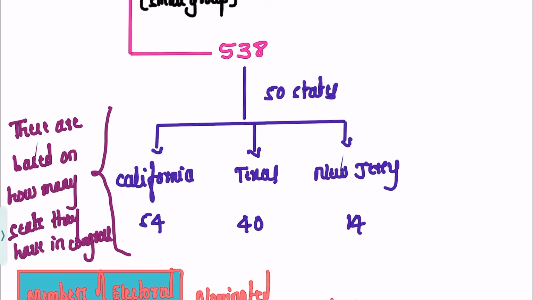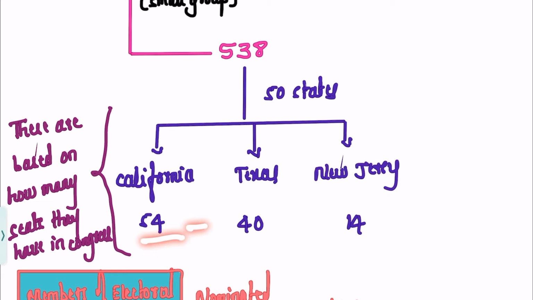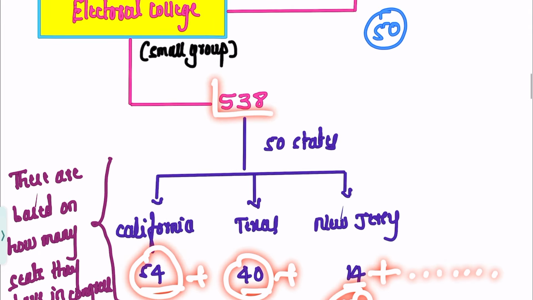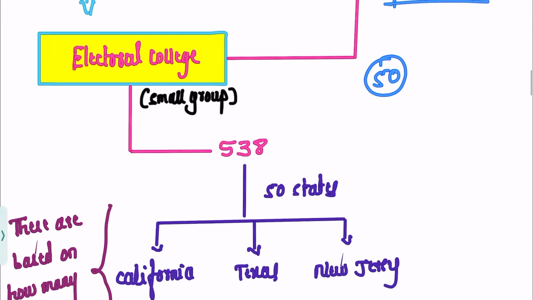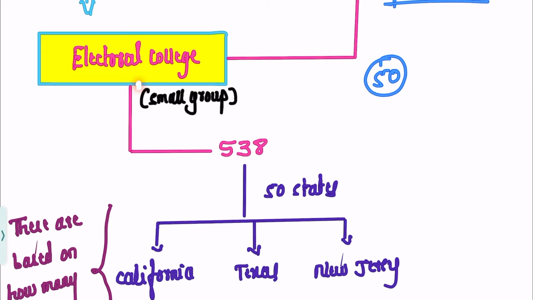For example, California, which is a state in the US, has been given 54 electors. Okay. Texas, which is also a big state in US, has been given 40 electors. New Jersey, which is a small state, has been given 14 electors. So similarly, all 50 states have been given electors. So these electors together constitute 538. So how many electors are there in electoral college? 538, which is a small group.